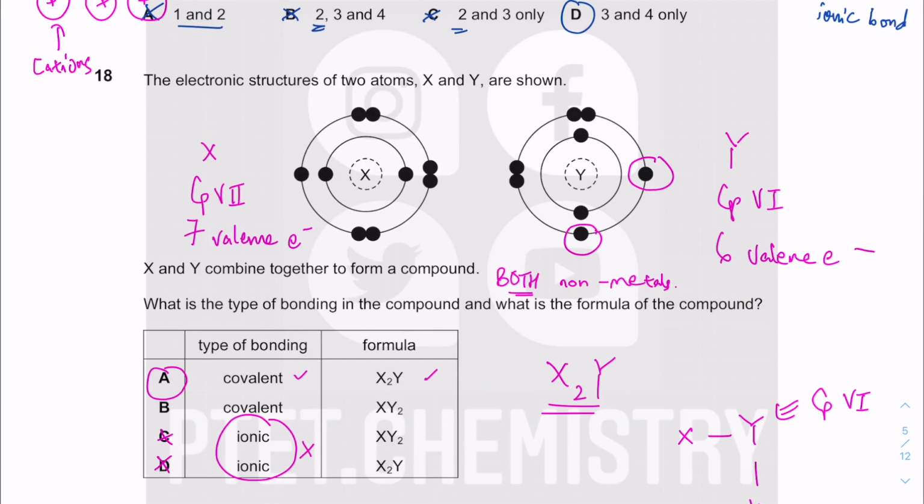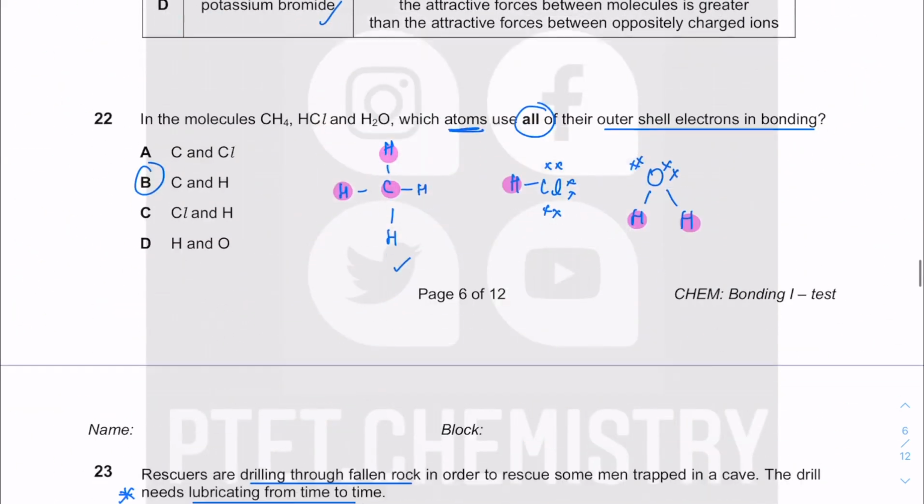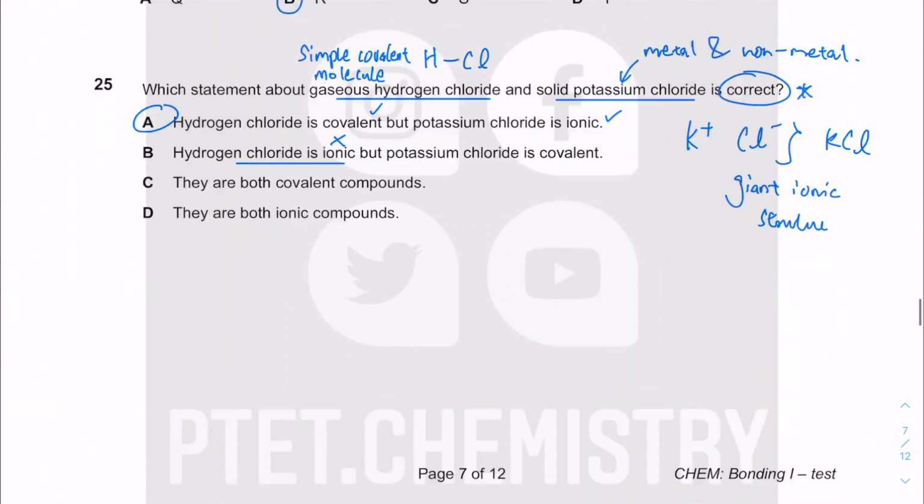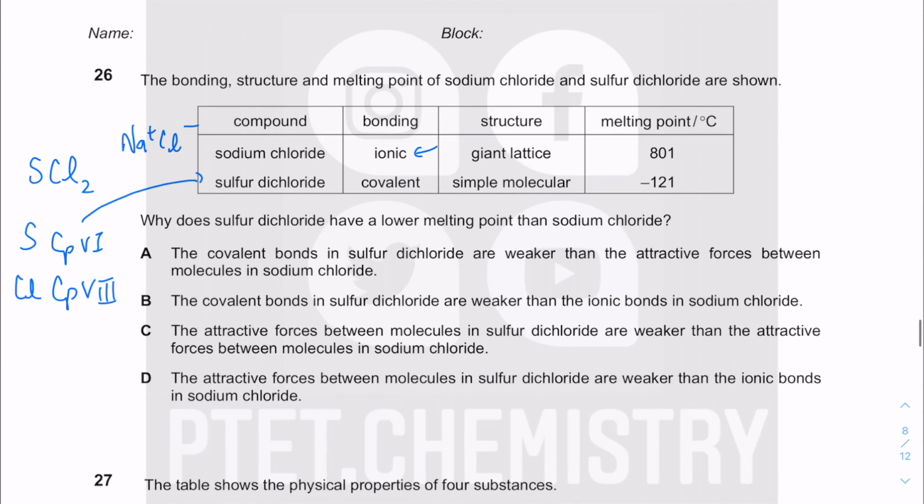Group 6, group 7. The purpose is to get a fully filled outer shell. So one group 6 atom forms single covalent bonds, therefore with 2 of the other. So this will be SCl2. Coming back, a lot of questions are related to one another. The question is whether you will think about them like that or not.